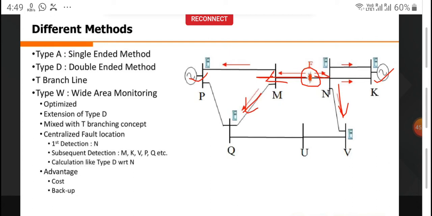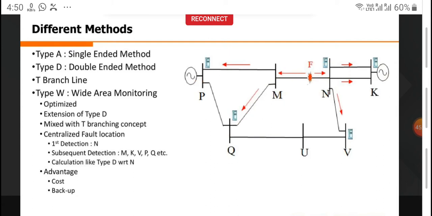Suppose a fault was there at the point F, as you can see here. The wave will be received at N, at K, at V, at Q, as well as at P. Now, during calibration or configuration, we had already defined the distance between P and N, N and K, N and V, and N and Q. So these waves will arrive at these points and will be sensed by our data acquisition units, and depending upon the time of arrival at these data acquisition systems, you can easily calculate the exact fault location in your transmission line.